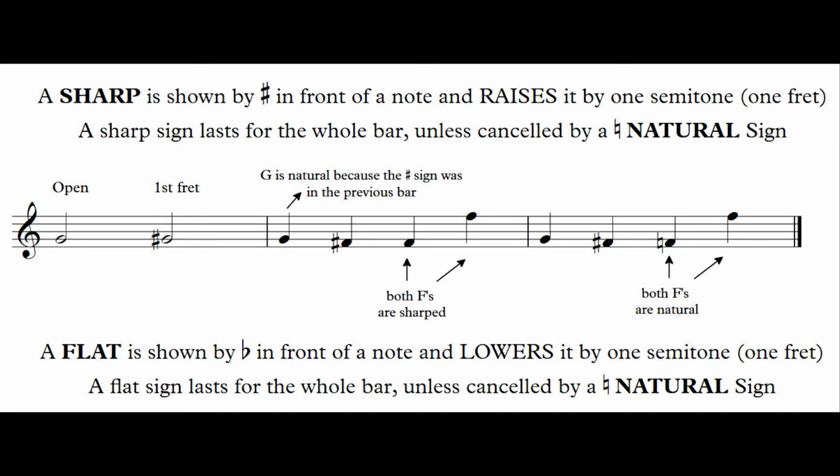And then we have a flat sign. The flat is exactly the opposite of the sharp. A flat is shown by this symbol in front of a note and lowers it by one semitone or one fret. And again, a flat sign lasts for the whole bar unless cancelled by a natural sign. We are not going to cover the flat sign in this course, only the sharp. We're going to focus only on the sharp, but it's part of the accidentals, so you have to know what it is. So that's it, the chromatic notes or the accidentals.